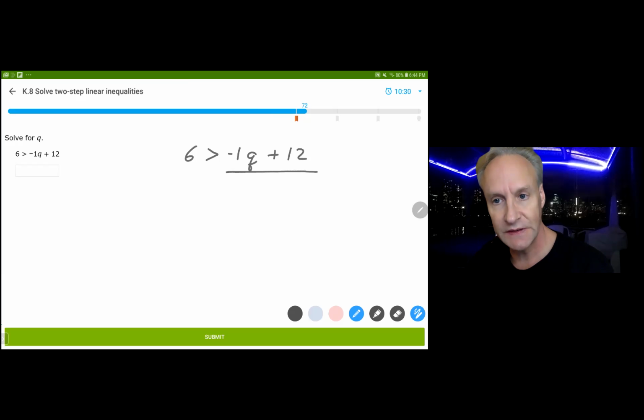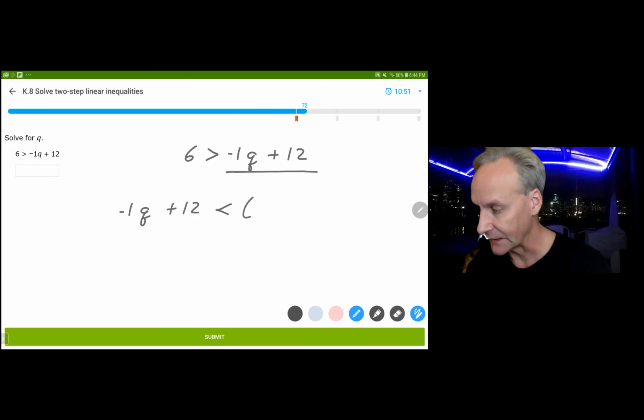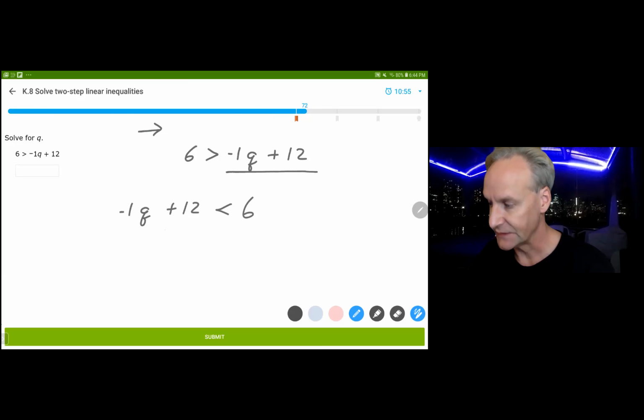If you change this inequality going the other way, it still has to point at the smaller number. And the 6 still has to be bigger. So if you change the sides, in other words, you switch these two, you have to switch the sign. Negative 1q plus 12 still has to be less than 6. And I'm going to read both of these. Reading it this direction says 6 is greater than negative 1q plus 12.